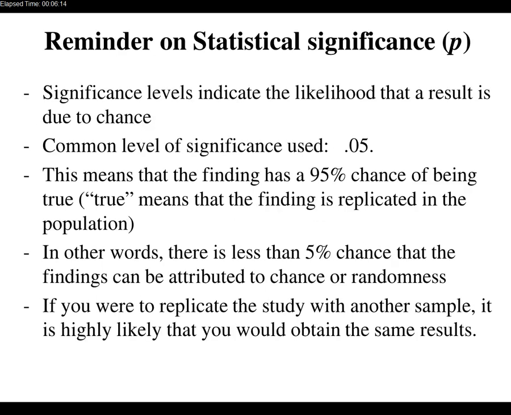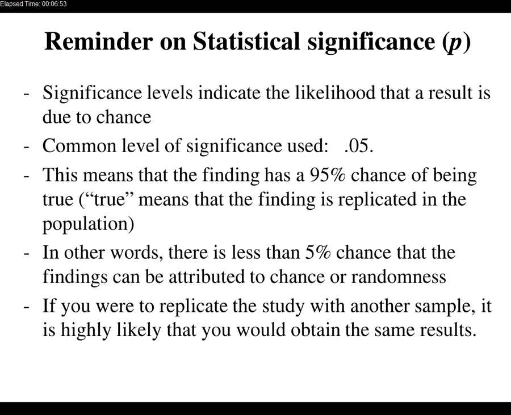Okay, and I just want to remind you about statistical significance, or P. Significance levels indicate the likelihood that a result is due to chance, or not due to chance. A common level of significance used is 0.05, and that's the alpha, you remember? This means that the finding has a 95% chance of being true. True means that the finding is replicated in the population, remember? So in other words, there's less than a 5% chance that the findings are attributed to chance or just randomness.